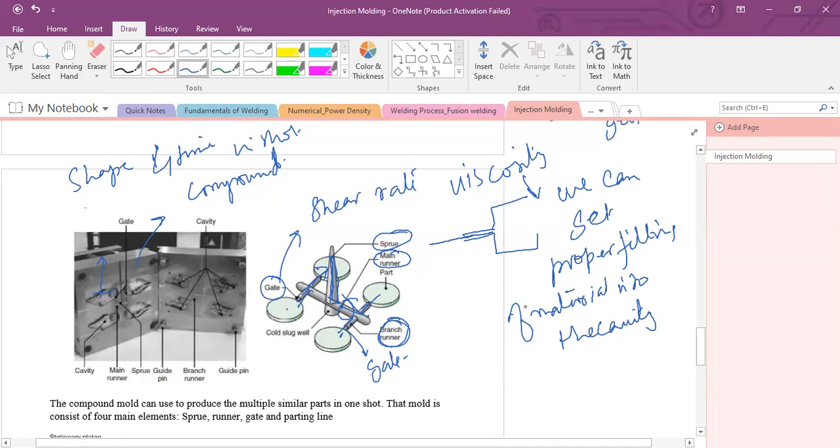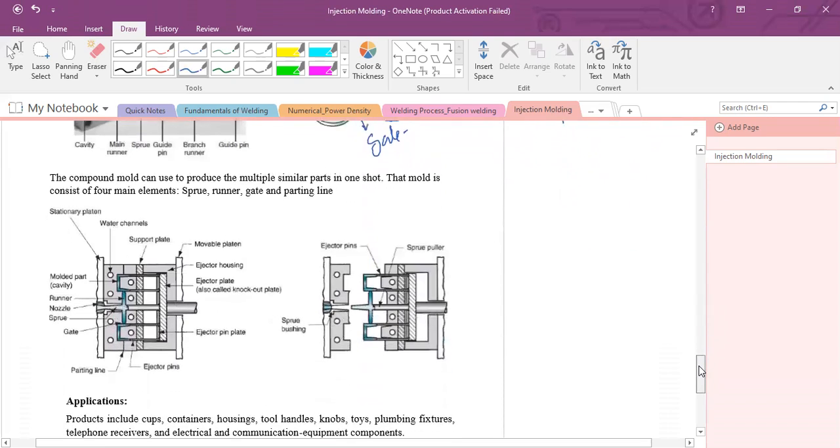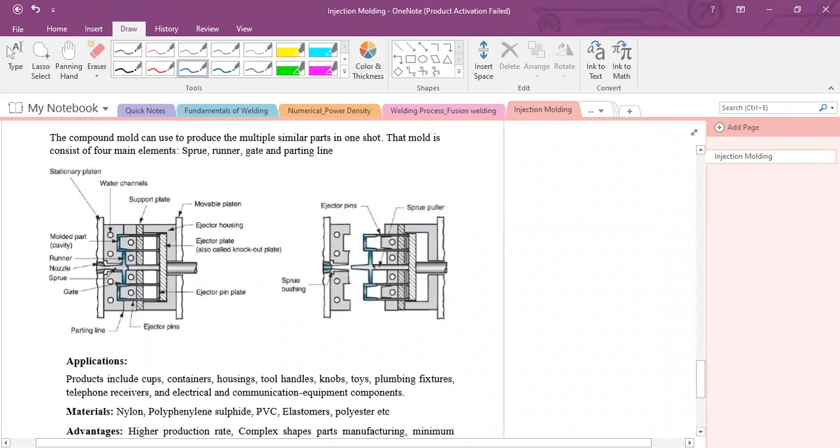The gate function I've already explained. Now I will explain the function of the parting line. There's one parting line, as you can see here. The parting line is where the mold opens to remove the part. This is the parting line. You can see these are the parting lines. And these parting lines are where the mold opens to remove this part.